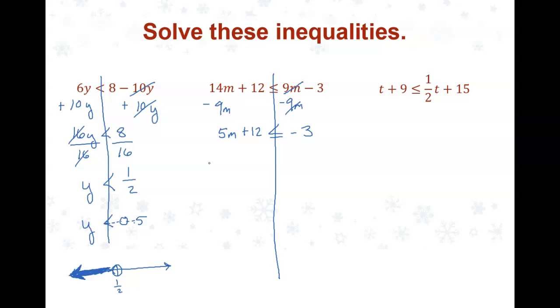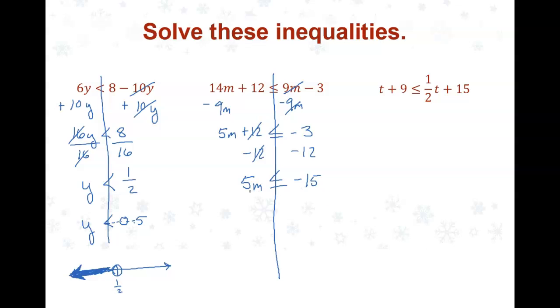All right, so now I'm getting m by itself. What do I get rid of first? It's going to be the thing that's furthest away. It's going to be that 12. So we're going to subtract 12 from both sides, the inverse operation. The 12s cancel. We get 5m. Again, we don't flip the sign because we're just subtracting. And then minus 15. Negative 3 minus 12 is minus 15.